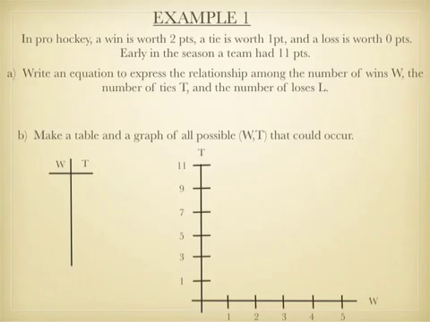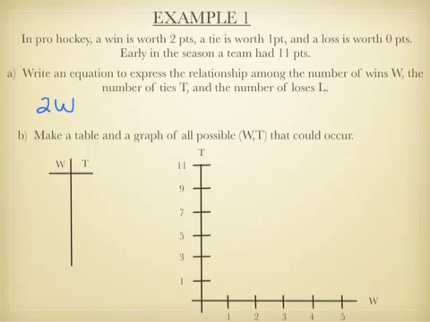Write an equation to express the relationship between the wins, ties, and losses. So if we're getting 2 points for every win, how would I write that in an equation? Just the number of wins. If wins is W, how would I show that wins are worth 2 points? 2W. Not W equals 2. Because if I wanted to know how many points I had, I would take the number of wins and multiply by 2, right? Okay.